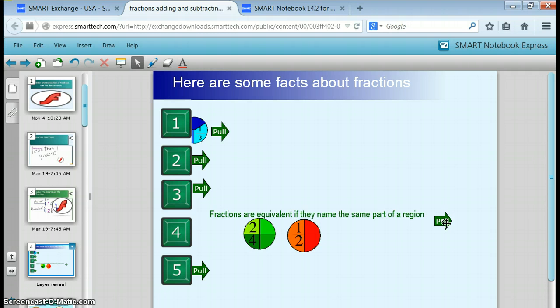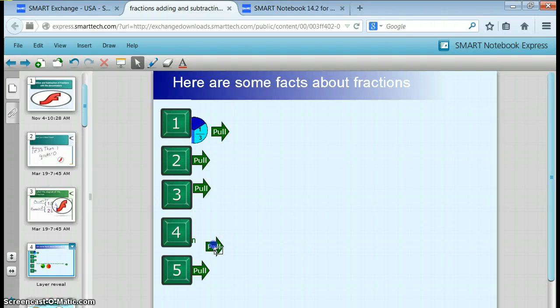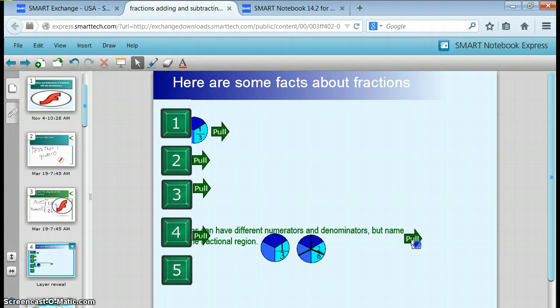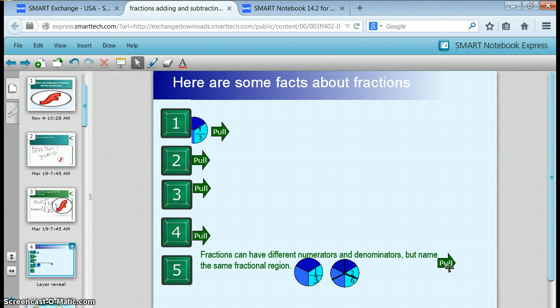Fractions are equivalent if they name the same parts. So 2/4 is the same as 1/2 because they name the same parts, so they're equivalent. Fractions can have different numerators and denominators, but they have the same fractional amount. So like right here, 1/3 and 2/6 are the same size.